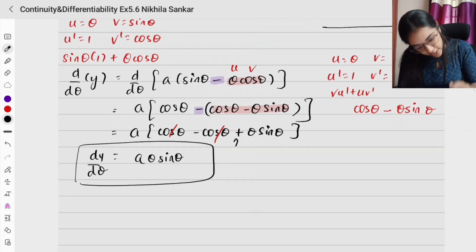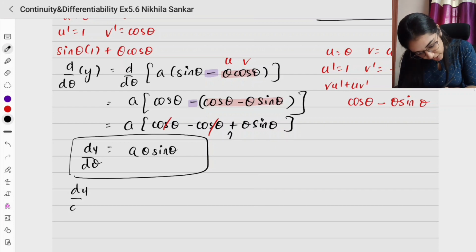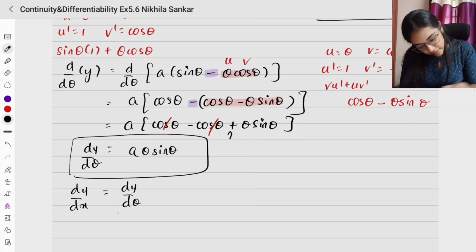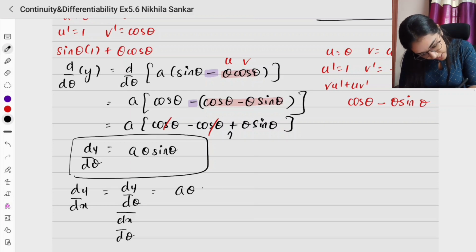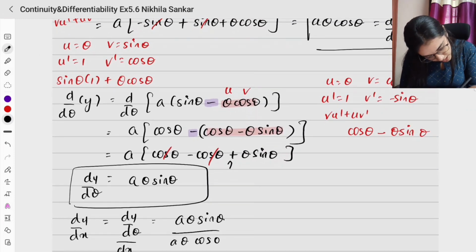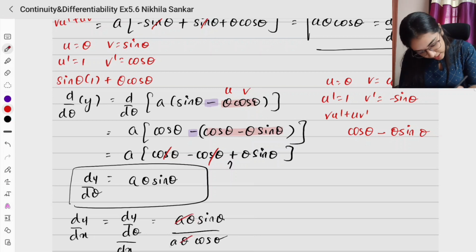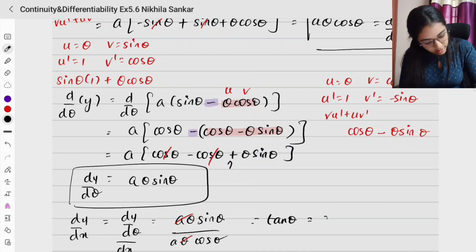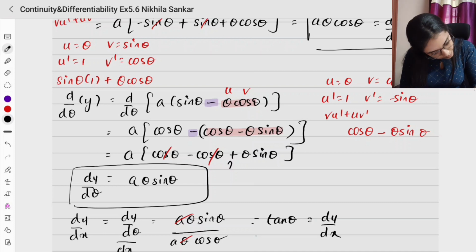So I found out dx by d theta and dy by d theta. But dy by dx is going to be dy by d theta divided by dx by d theta. This is going to be a theta sin theta divided by a theta cos theta. So the theta and the a will get cancelled. Sin by cos is tan, so tan theta. So this is my dy by dx.